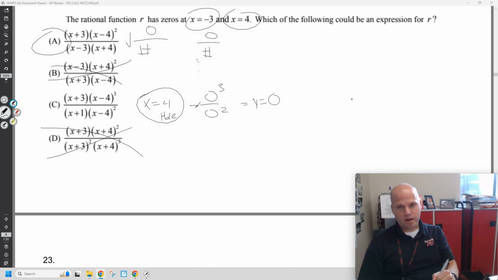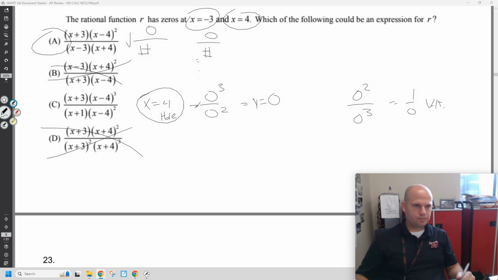If this was the other way around, if it was like 0 squared over 0 cubed, then you'd end up with like 1 over 0. And that's an indication that we have a vertical asymptote. Anyways, this one was pretty easy because we just want 0 over a number.